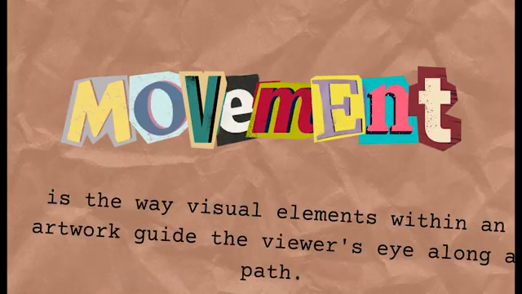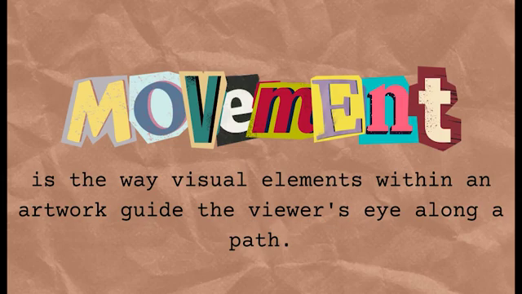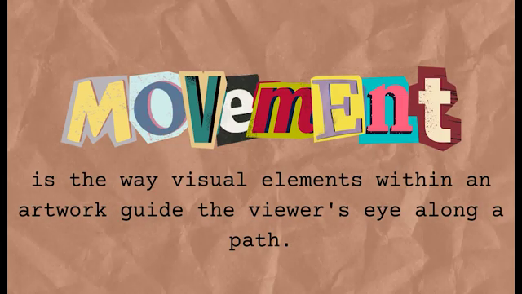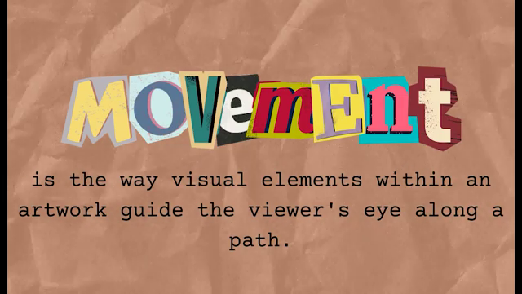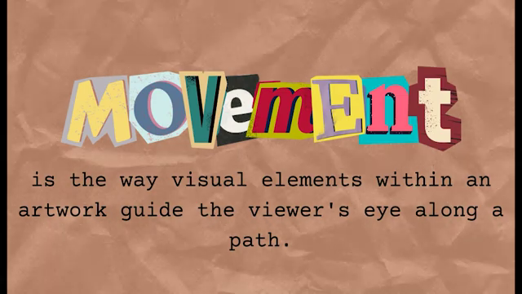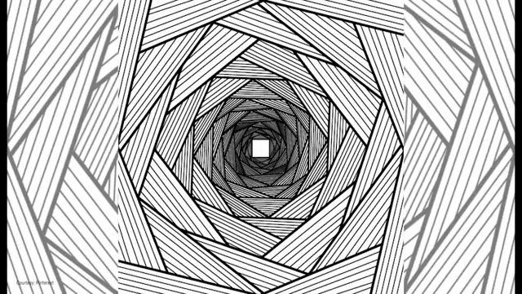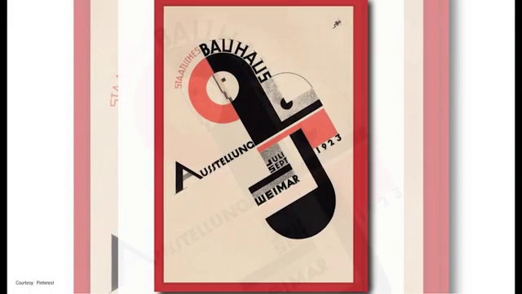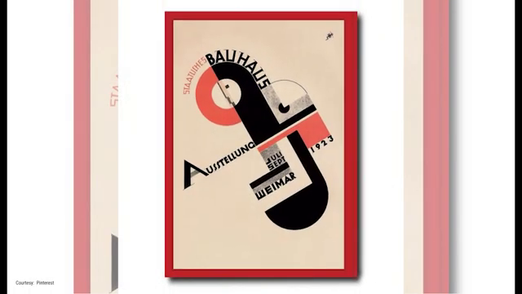Movement, as a principle of design, is the way visual elements within an artwork guide the viewer's eye along a path. It's about the visual flow that carries the observer from one part of the design to another. In summary, movement in design is a powerful tool that designers use to not only guide the viewer's gaze, but also to evoke emotions, convey information, and add interest to their work.